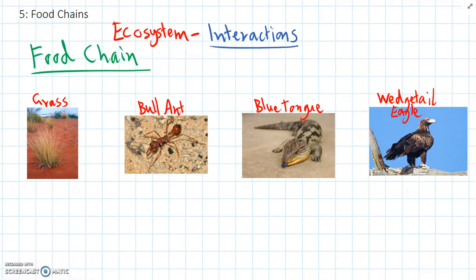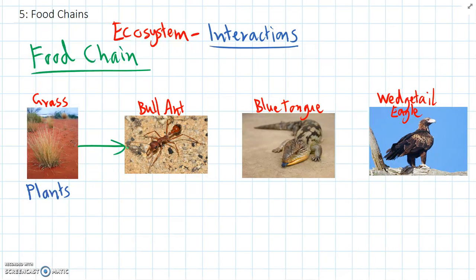So the first species in our food chain is the grass. And grass and all other plants, they get their energy from the sun. So they don't need to eat other food. They get energy from the non-living part of the environment. And then bull ants come along and they eat some of the plants. And on our food chain, we draw an arrow here to show that the bull ant eats the grass.